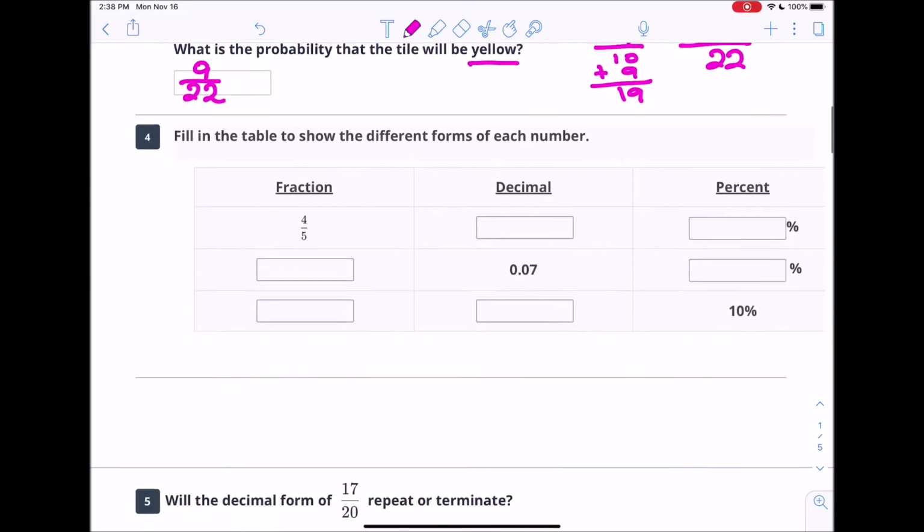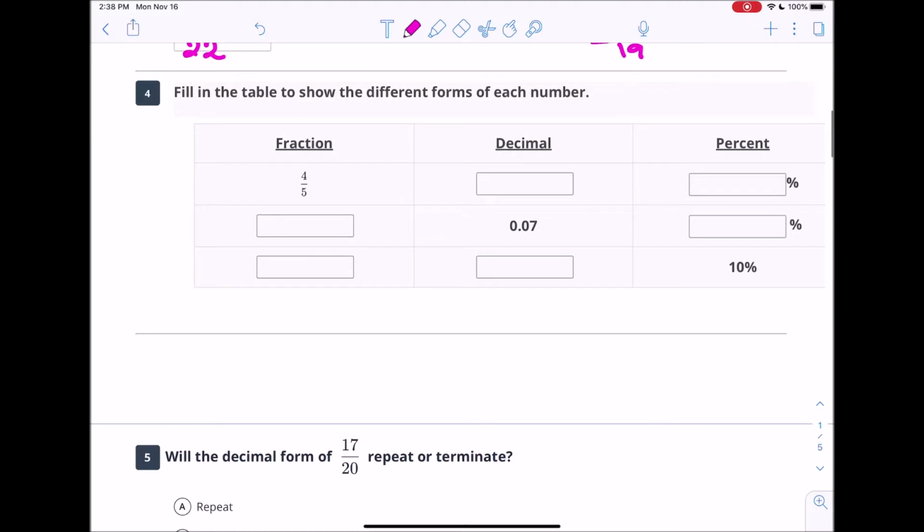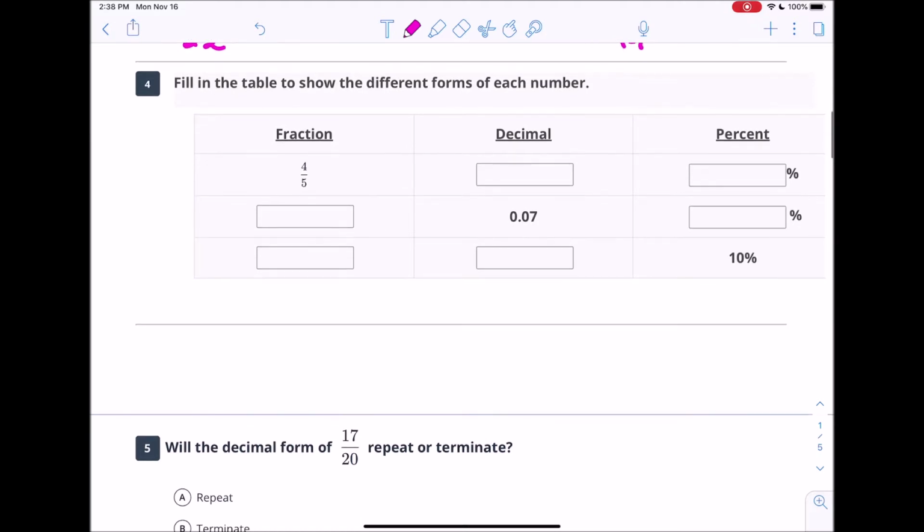Fill in the table to show the different forms of each number. So for number 4, you're going to see a box like this with 3 columns, fraction, decimal, and percent, with some of the parts missing. And it's your job to fill in those missing parts. For the first one, we have 4/5 as the fraction. So I would need to find 4/5 in the decimal and percent form.